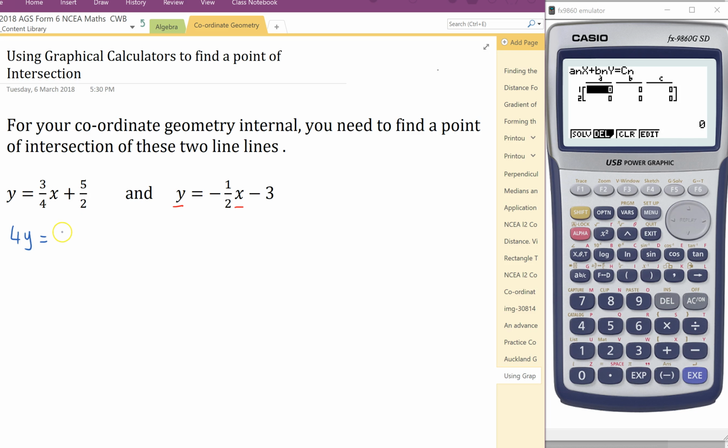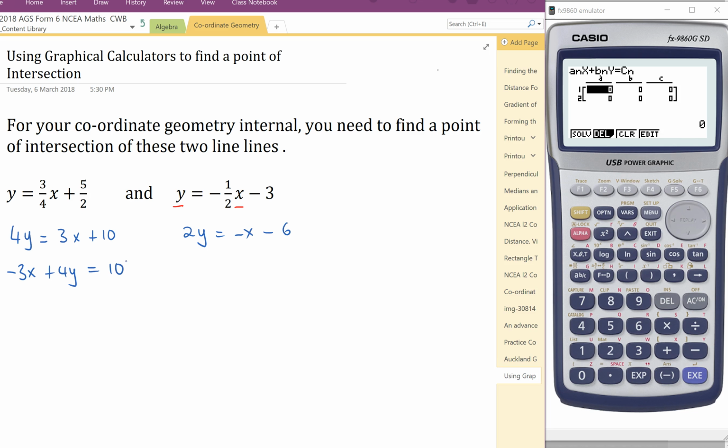4y is equal to 3x plus 10. My other equation is going to look like this. I'm going to multiply through everything by 2. I'm going to get 2y is equal to minus x minus 6. And then I just need to rearrange it so that I have the x and y's on the same side. So this one I'm going to take away 3x from both sides. So I'll get minus 3x plus 4y equals 10.